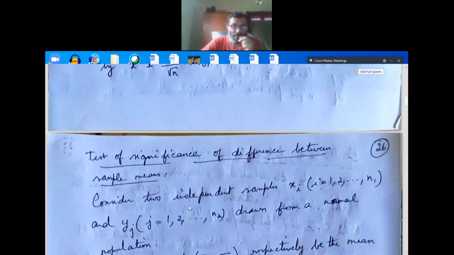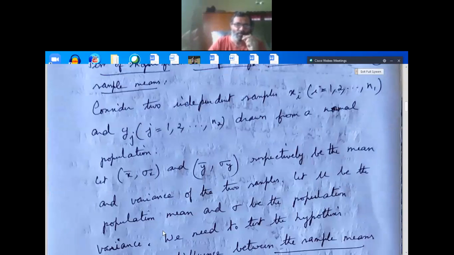So consider two independent samples, xi, i equals 1 to n1, that is x1, x2, x3 till xn1, and yj, j equals 1 to n2 terms. Consider two independent samples xi and yj drawn from a normal population.